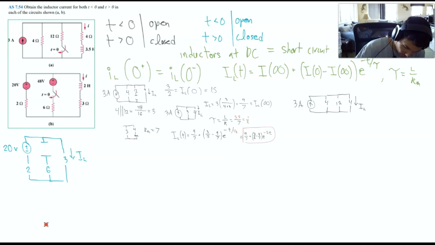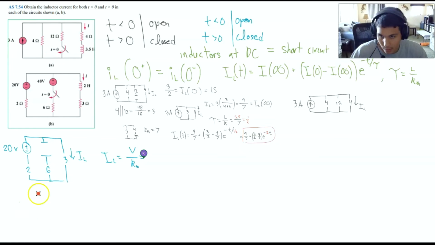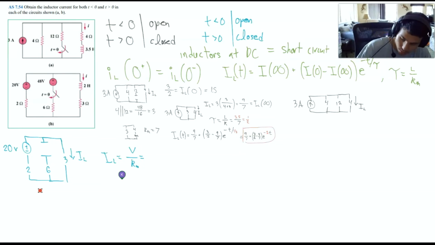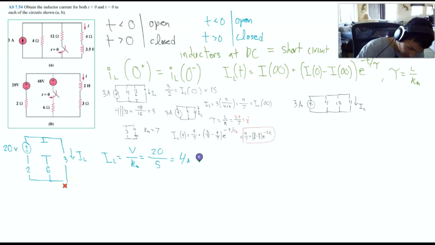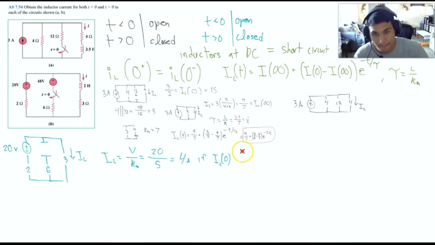So we could use Ohm's law, where IL is equal to V over R. And what's R? It's going to be 3 and 2. Oh, okay, so it's going to be 20 divided by 3 plus 2 is 5. So it's 4 amps. Okay. And that's what IL is, IL of 0. Okay. Good. That's what we want.